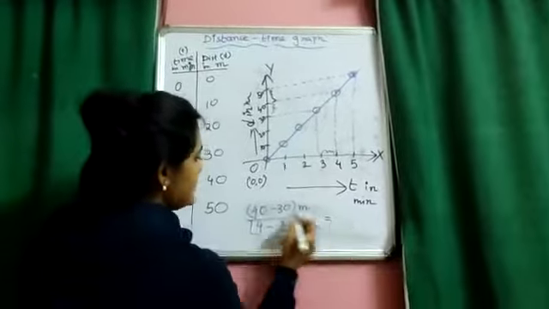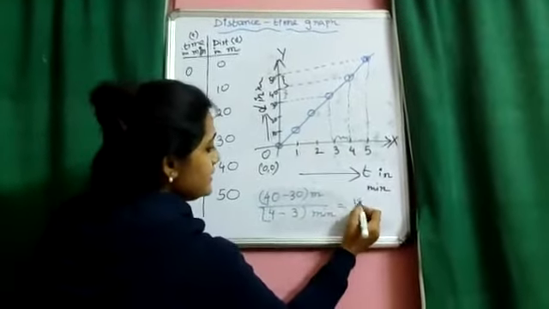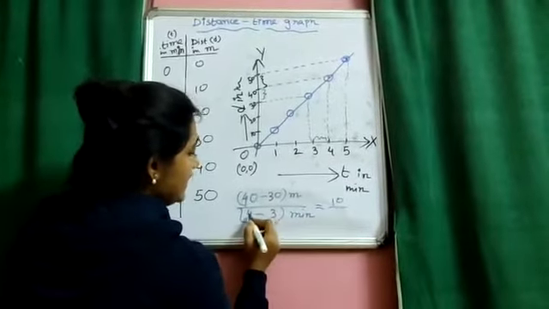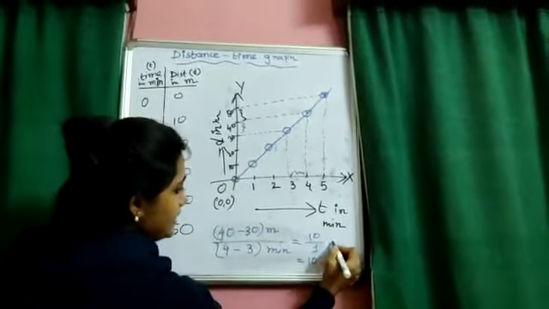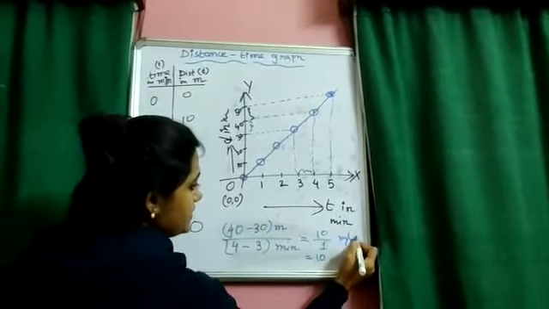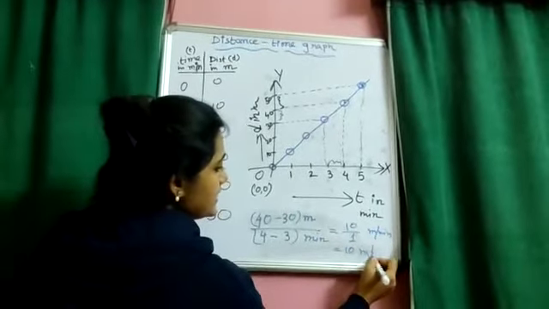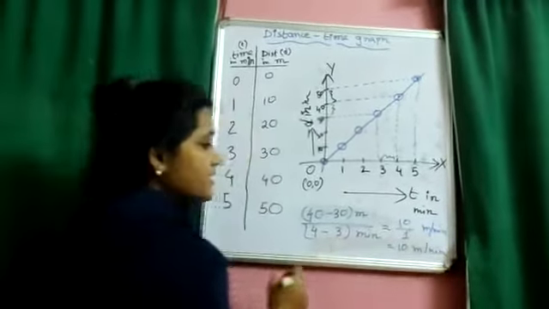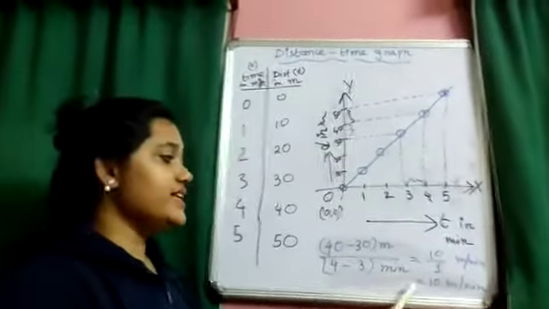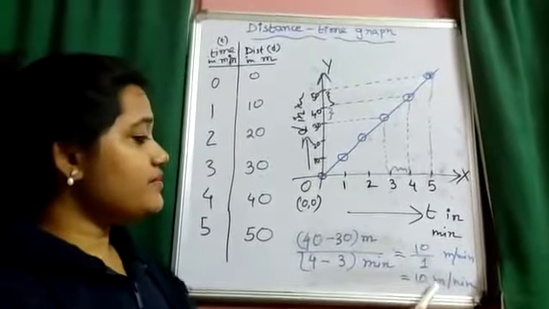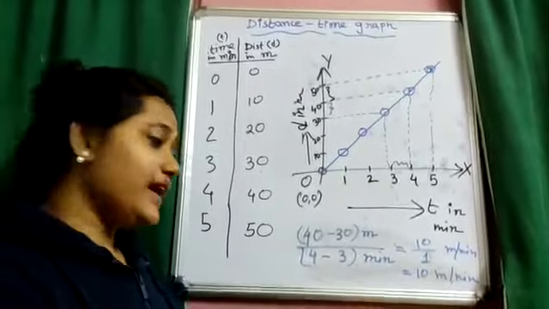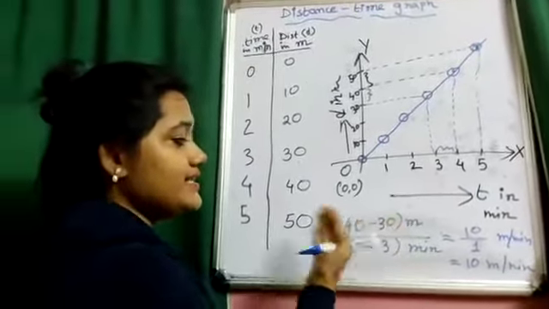This much meter they have covered in 4 minus 3 minutes. Okay, so what is it? 40 minus 30, 10 by 1. That is 10 meter per minute. Now see, here also I have seen that the velocity is equal to 10 meter per minute. Okay, that is final minus initial.